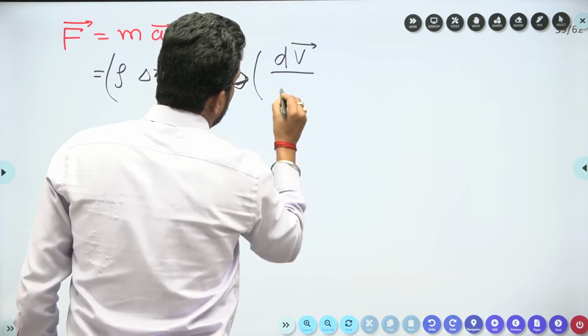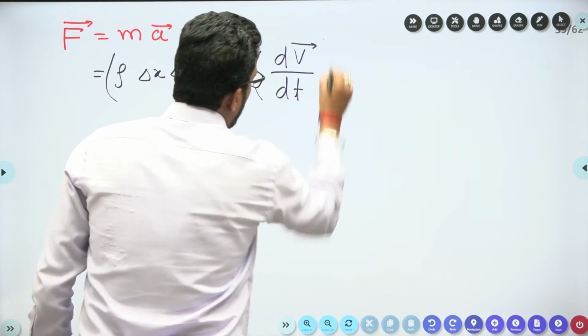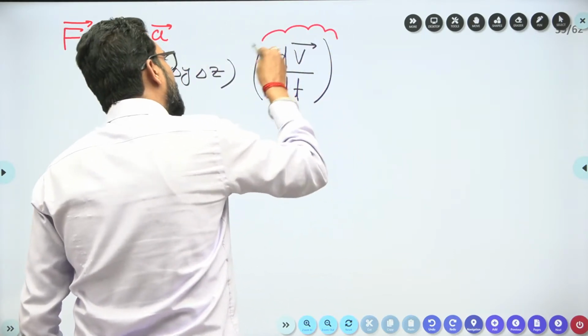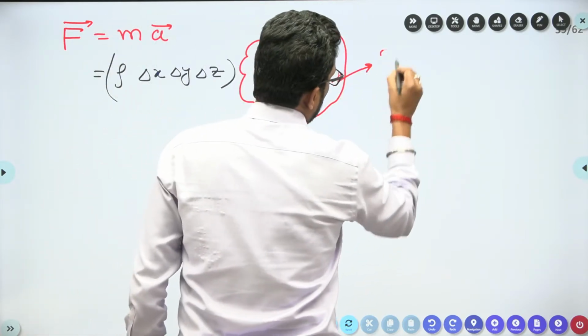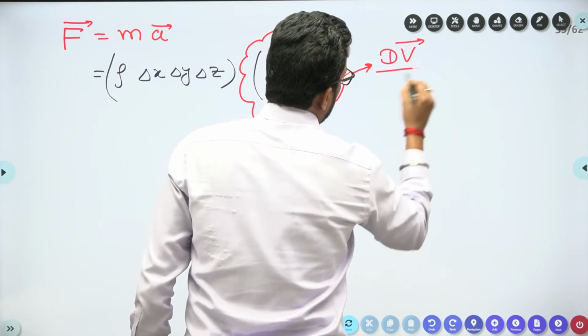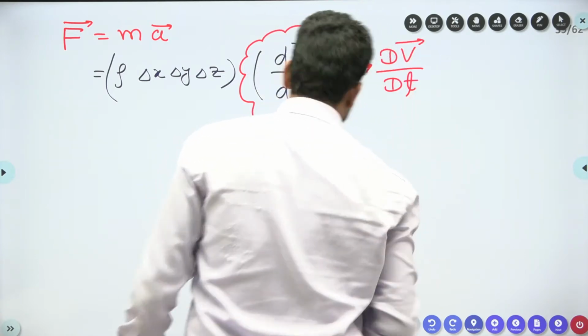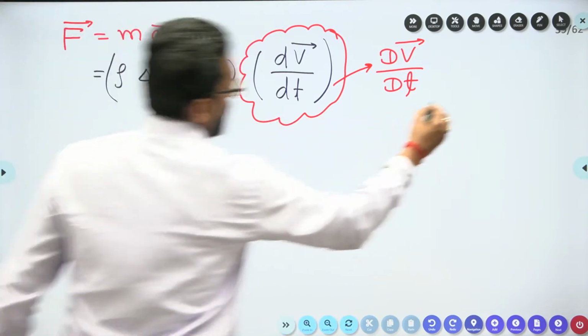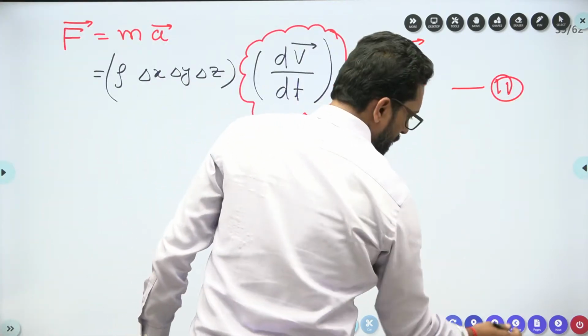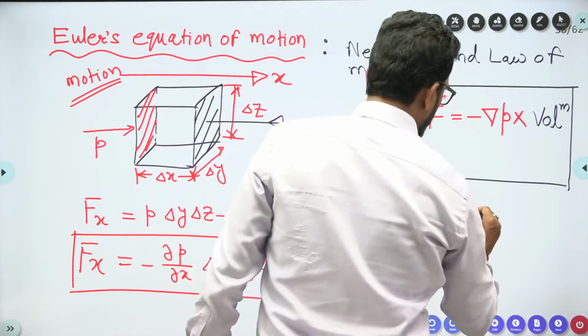dV by dt. Very important. And this acceleration is the material derivative, acceleration due to the field. So we can write dou V by dou T also. Right? Material derivative. Okay. Now we equate this. This is equation number second. This is equation number first.